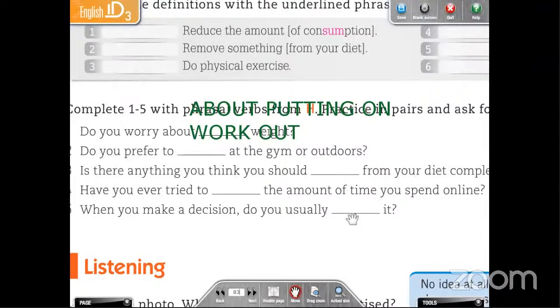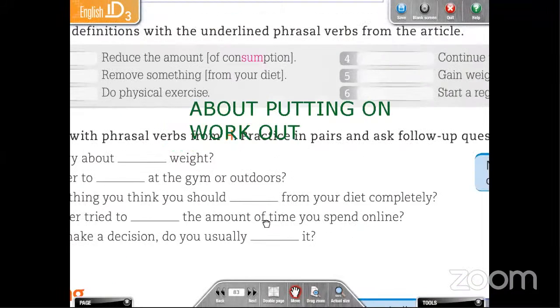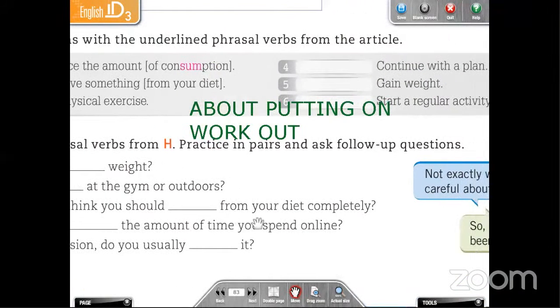Have you ever tried to cut down on the amount of time you spend online? Okay, and finally, when you make a decision, do you usually stick to it? Okay, very good. Continue with the plan, right?